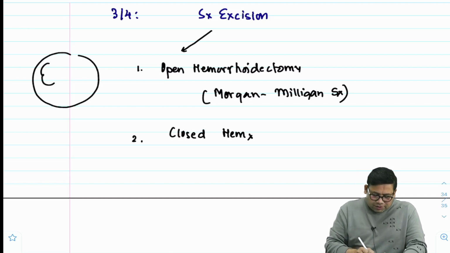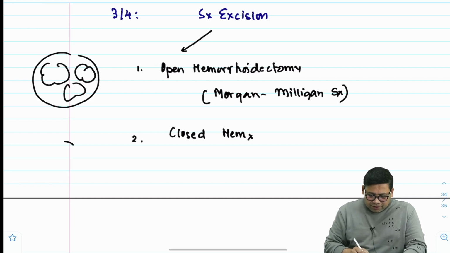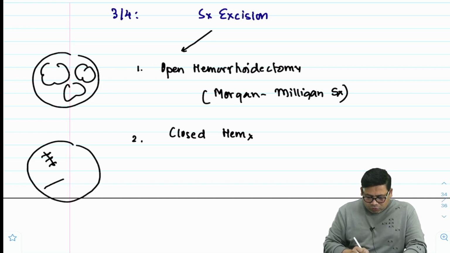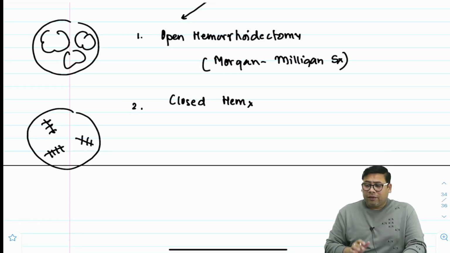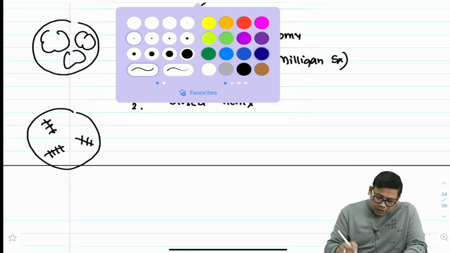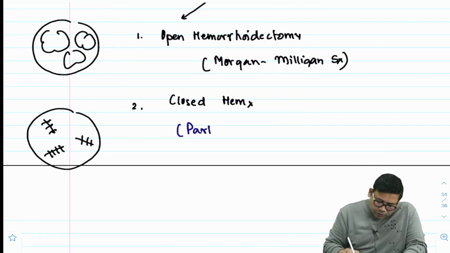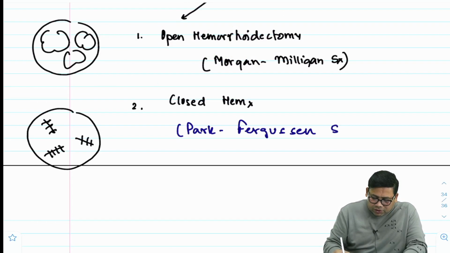So these are the anal cushions. You have excised them, and when you have excised them, do suture the base so that the bleeding is avoided or reduced. Are you getting this point? And this is what is known as Park and Ferguson. So Park and Ferguson, this is what is Park and Ferguson surgery.